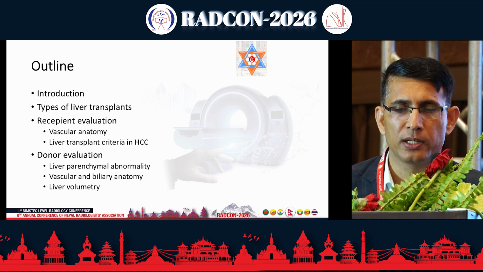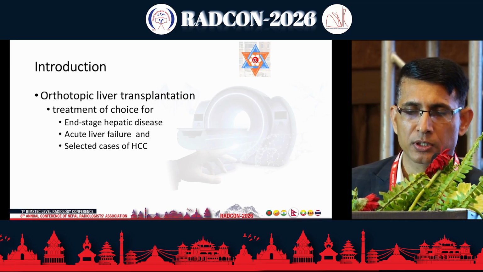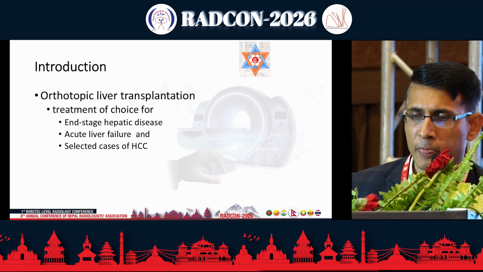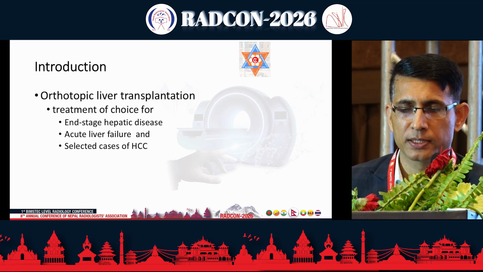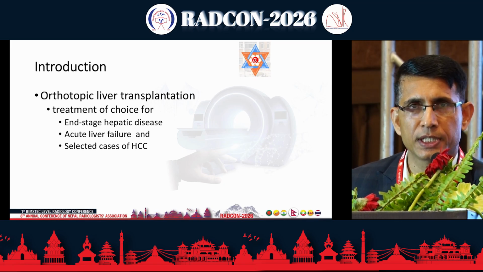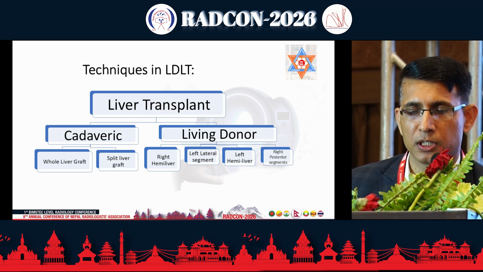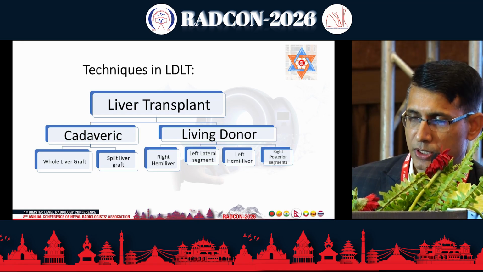So this is my outline. I'll briefly introduce the topic, types of liver transplants, recipient evaluation, and donor evaluation. Orthotopic liver transplantation is the treatment of choice for end-stage hepatic disease, acute liver failure, and selective cases of HCC. Based on the imaging, we have to select the cases of HCC.